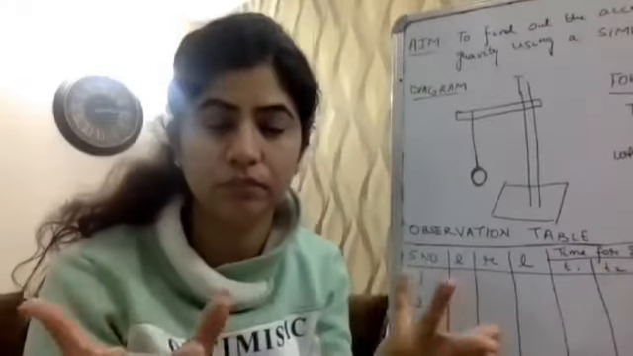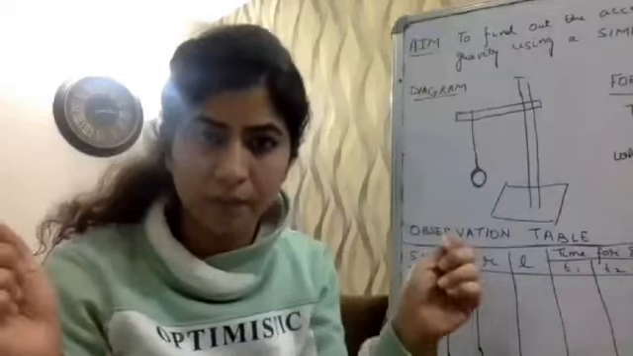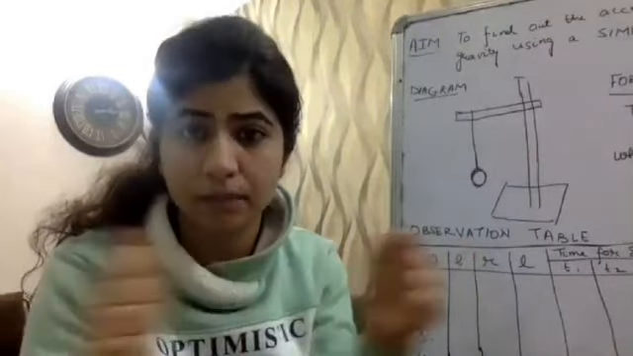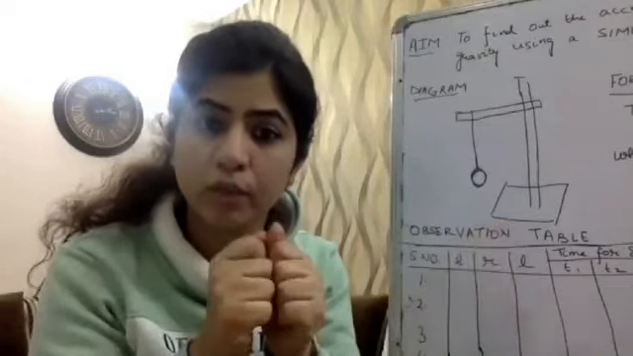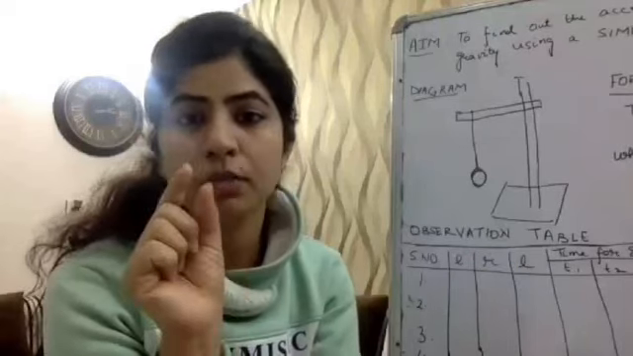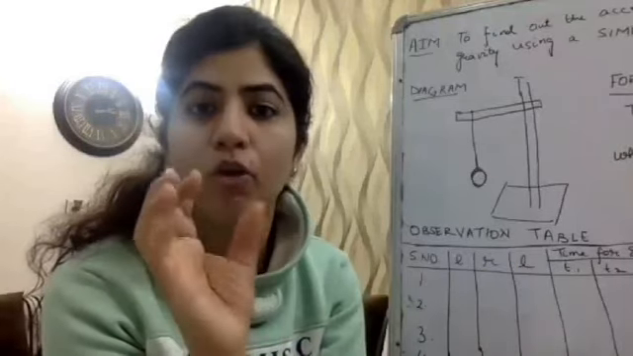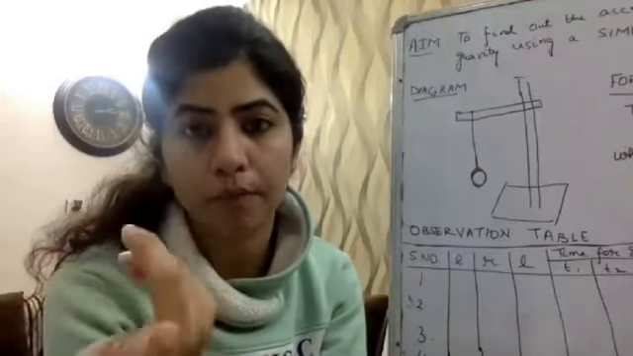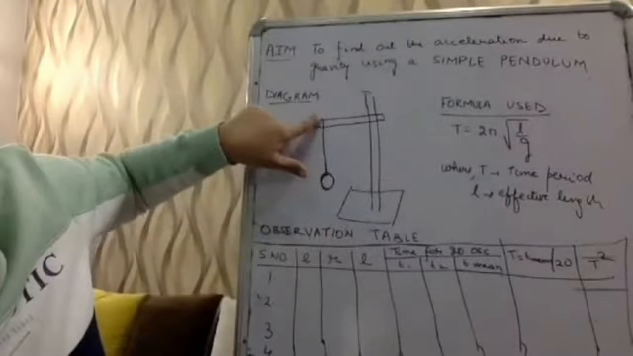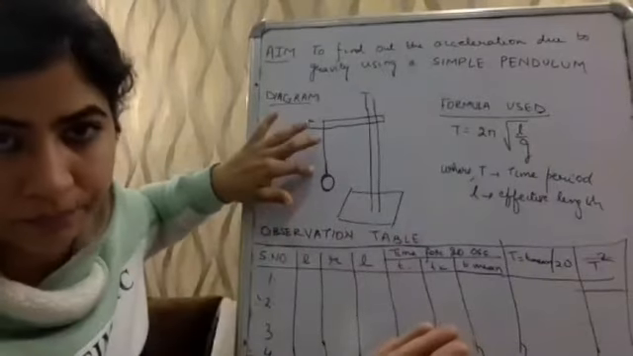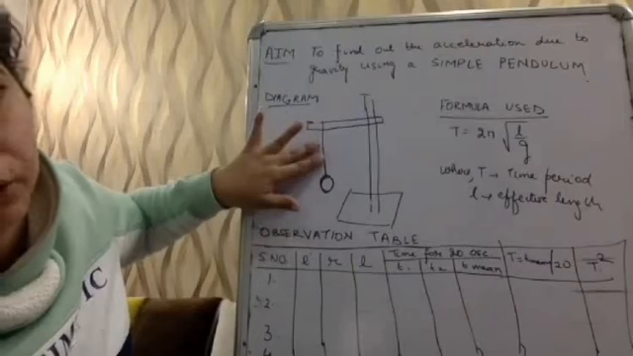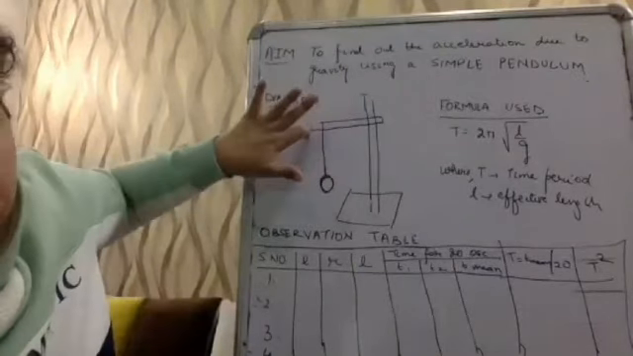It is a very simple setup. You will take a string, but keep one thing in mind: the string should be inextensible, that is, the string should not extend. You will attach a small metallic ball to it, and we call that ball a bob. This will be a stand, and you will be tying a string of various lengths. We'll take various lengths of the string and attach a bob to that particular length. So this becomes our simple pendulum.